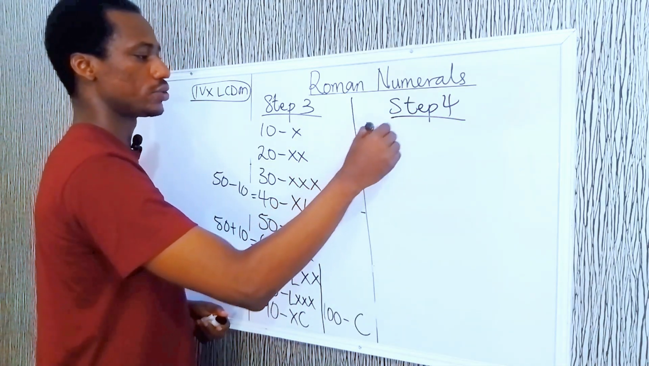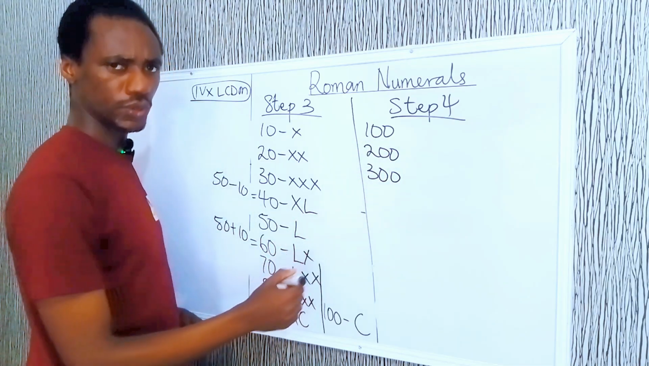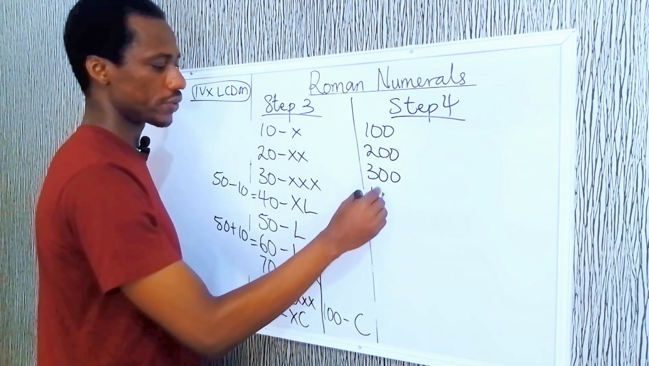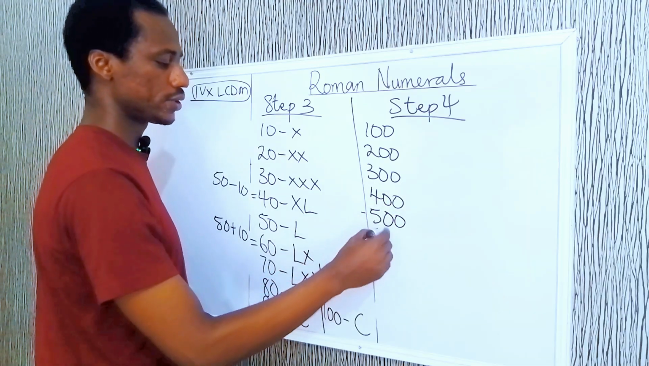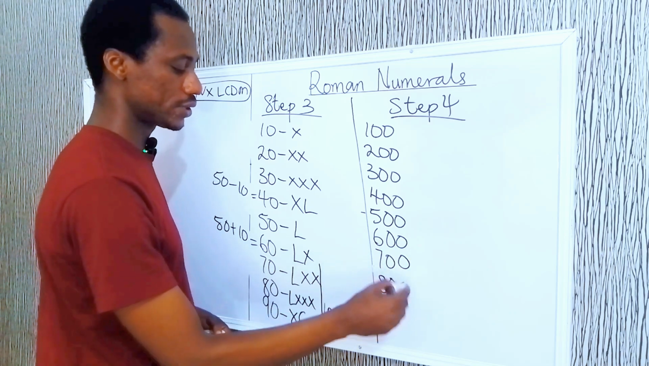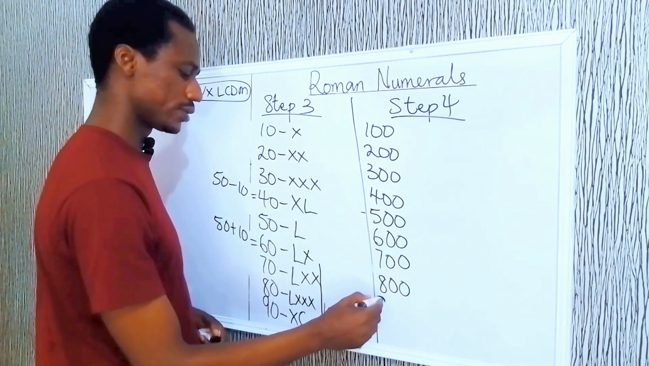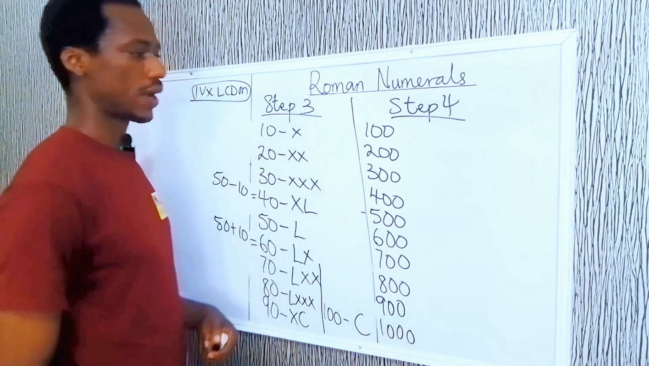So we have 100, 200, 300. What's next? 400. You're right. 500. Right. 600, 700, 800, 900, and 1000. All right.